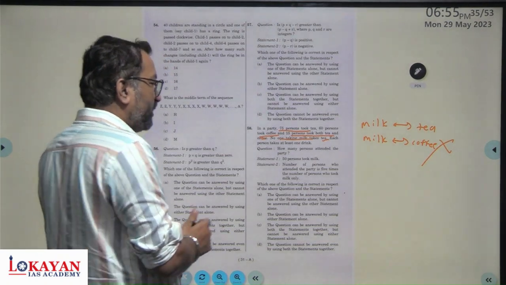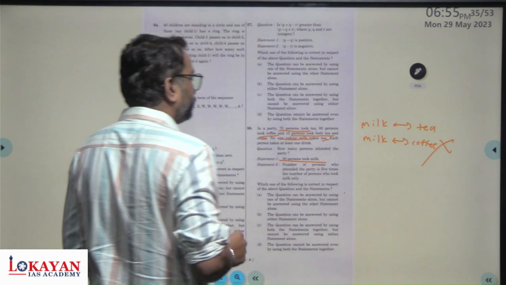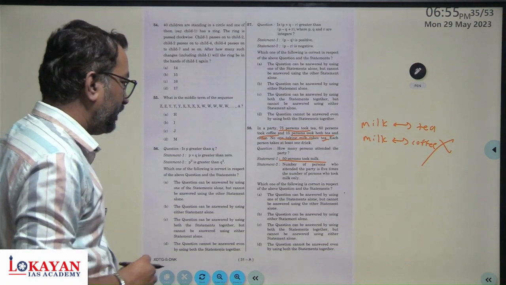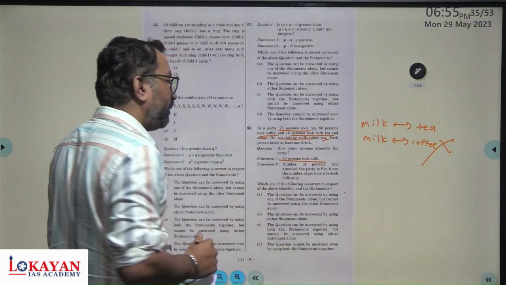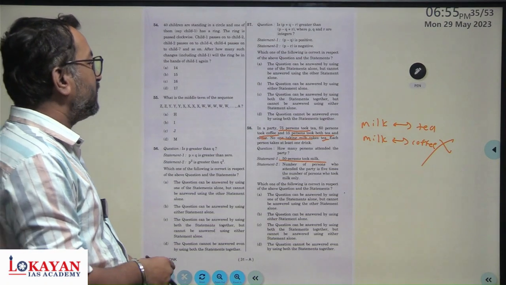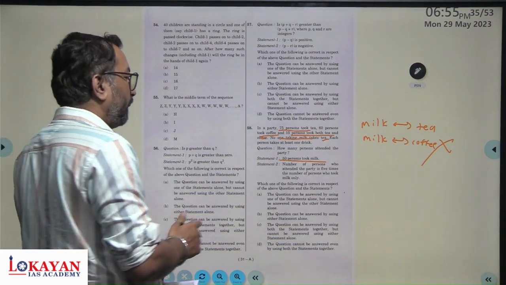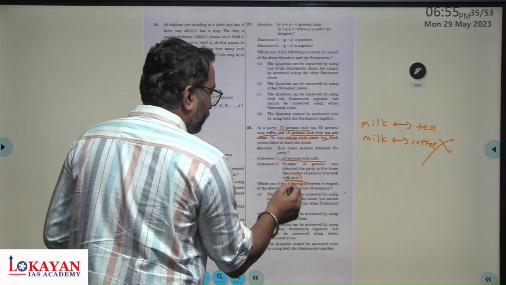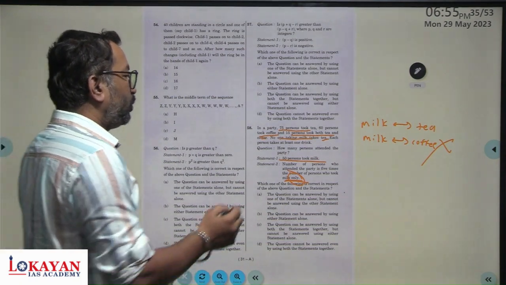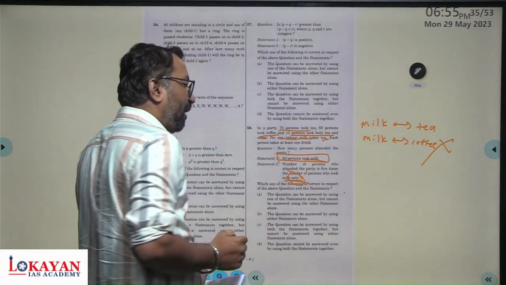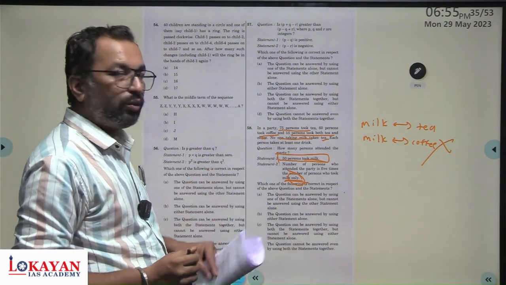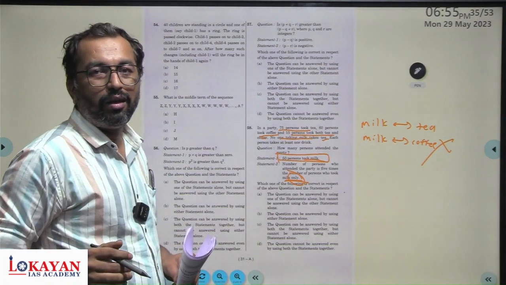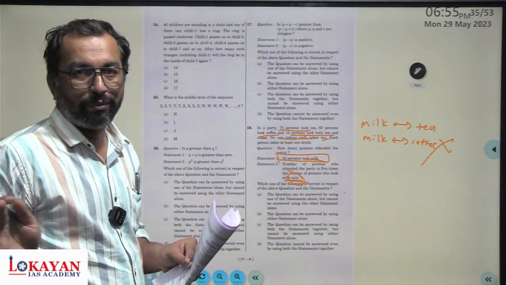See, statement 1 says 50 persons took milk. Statement 2 says the number of persons who attended the party is 5 times the number of persons who took milk only. Look at this word, only. 50 persons took milk, but are these 50 persons only taking milk? Because there might be some people who are taking milk as well as coffee. So this 50 we cannot take absolutely, right?